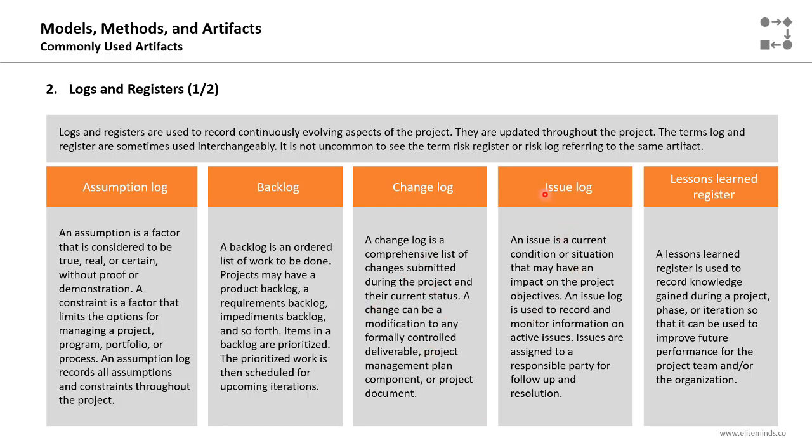The issue log is similar to the change log, but here we will document all the issues of the project. An issue is a current condition or situation that may have an impact on the project objectives. An issue log is used to record and monitor information on all the active issues of the project. Issues are assigned to a responsible party for follow-up and resolution. Usually this party is known as the issue owner. So the issue log is the document where all the project issues will be documented.